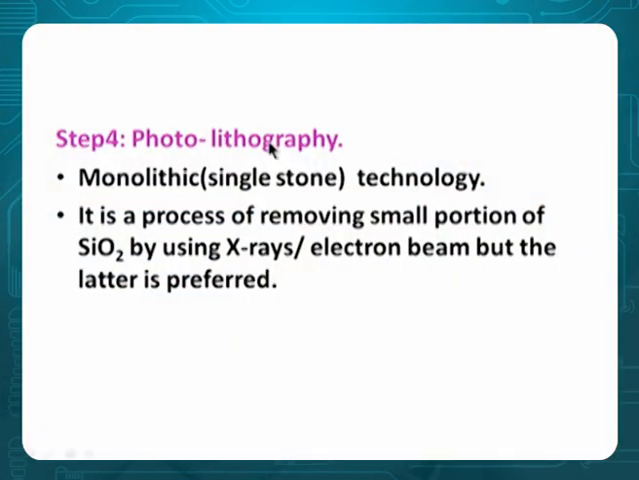Step 4: Photolithography. As I told you already, if any portion is required to be removed, we apply photolithography. In the olden days, people used X-rays, but in later days, they use an electron beam. Using the electron beam, people remove wherever the portion is required so that they can put some other extra material from outside.